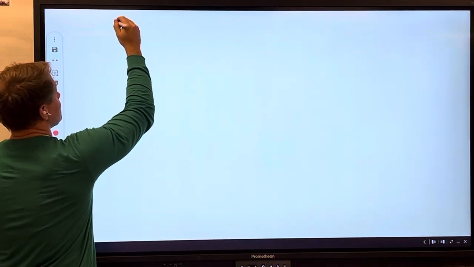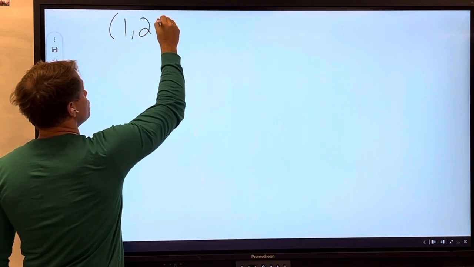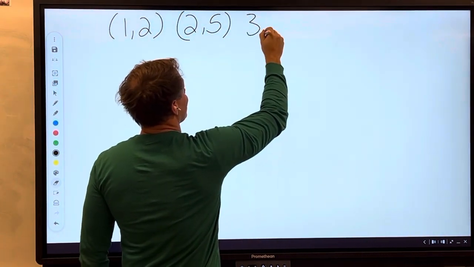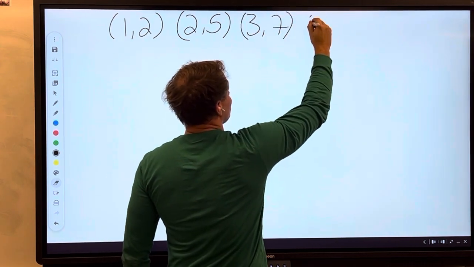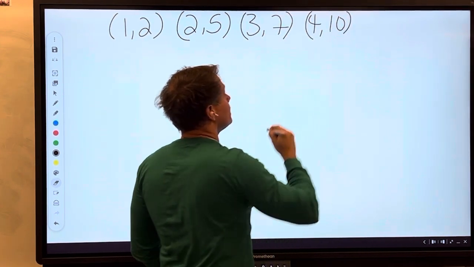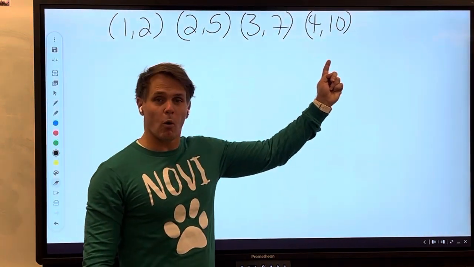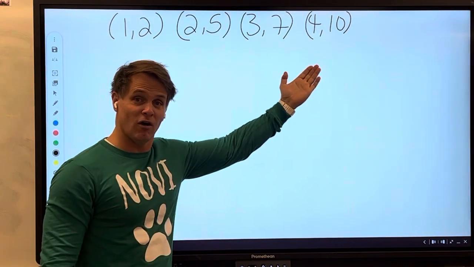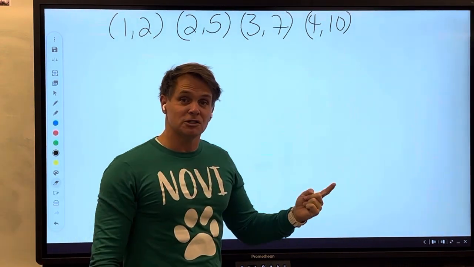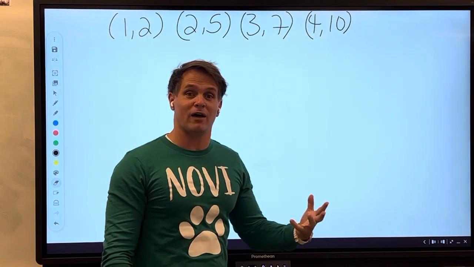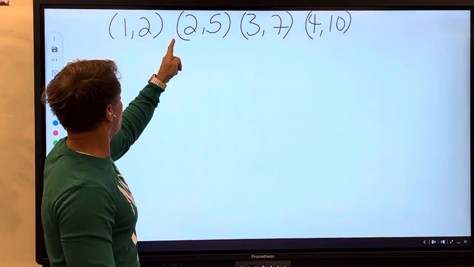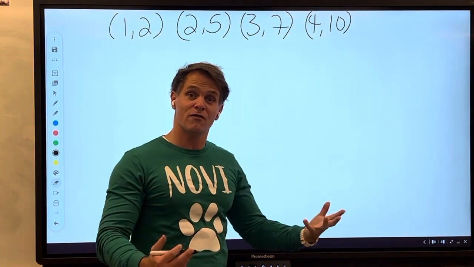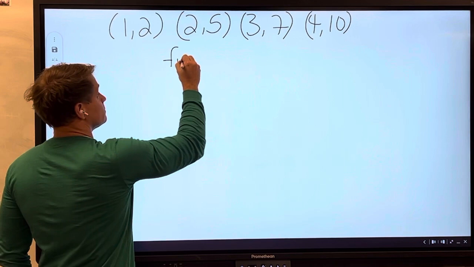So let's say for example I have 1 comma 2, 2 comma 5, 3 comma 7, 4 comma 10. If I have these 4 points right here, and I want to determine is this a function or not, the answer is, do they have the same x values? Here you can see the x values are 1, 2, 3, and 4. So since all the x values are different, this is a function.